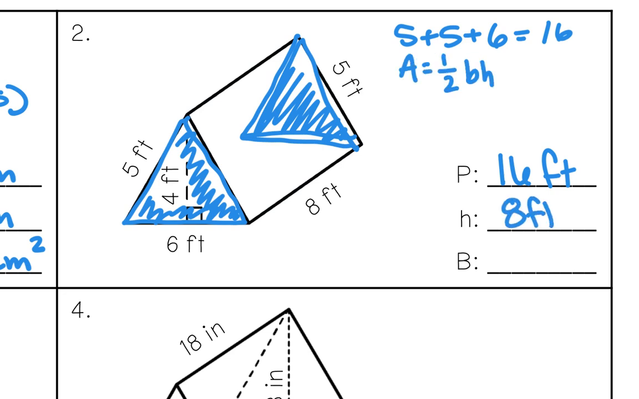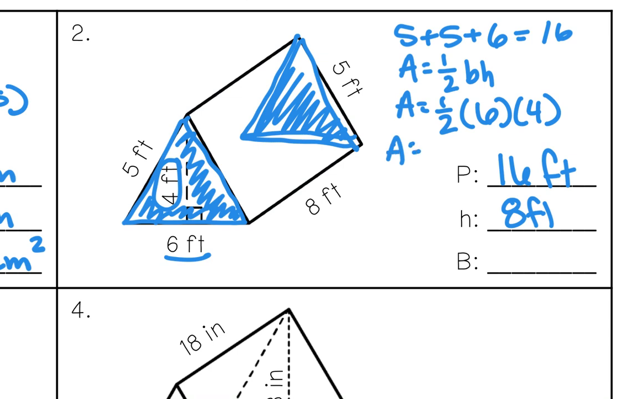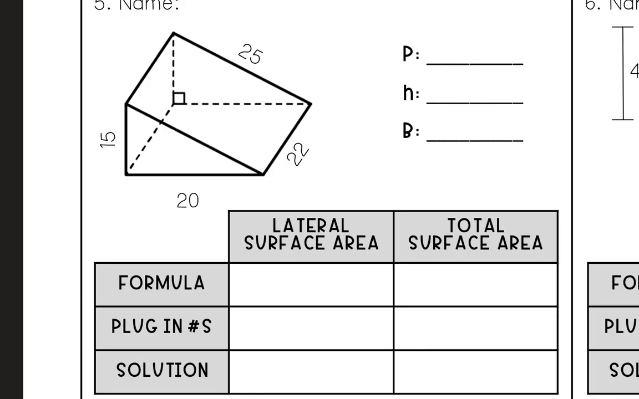Again, your area is 1/2 base times height. So you should have 1/2. Your base is 6 feet. And your height here is 4 feet. So 1/2, 6 times 4, which should give you 12. So 12 feet squared.